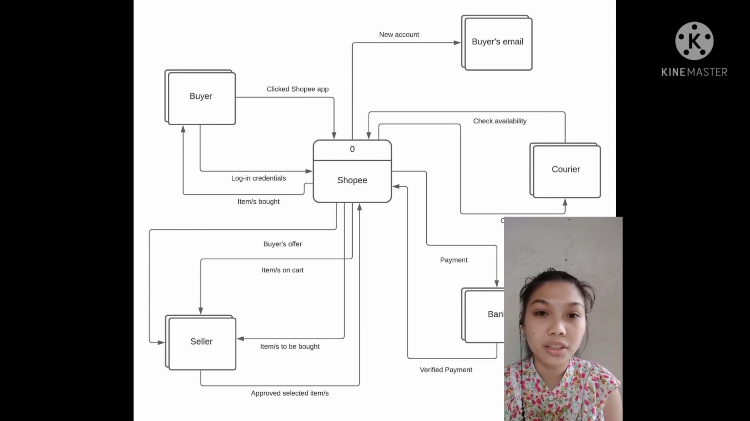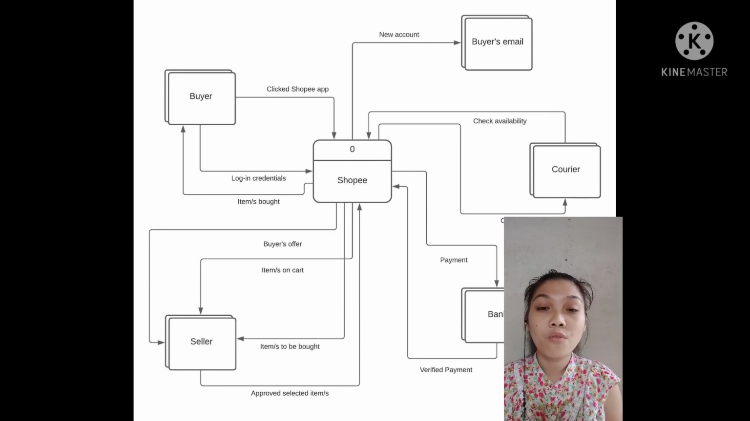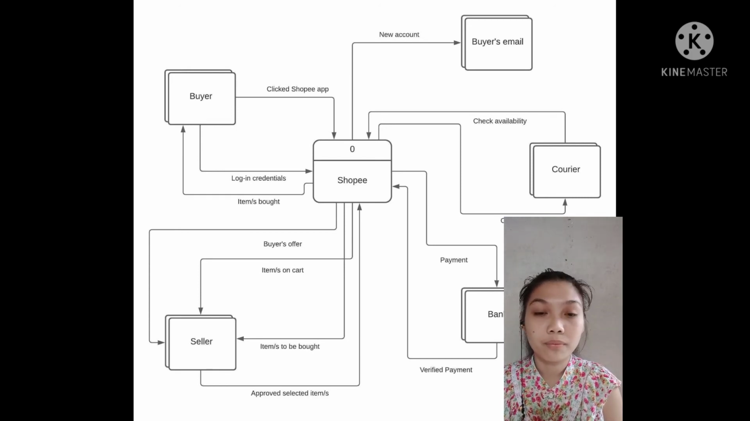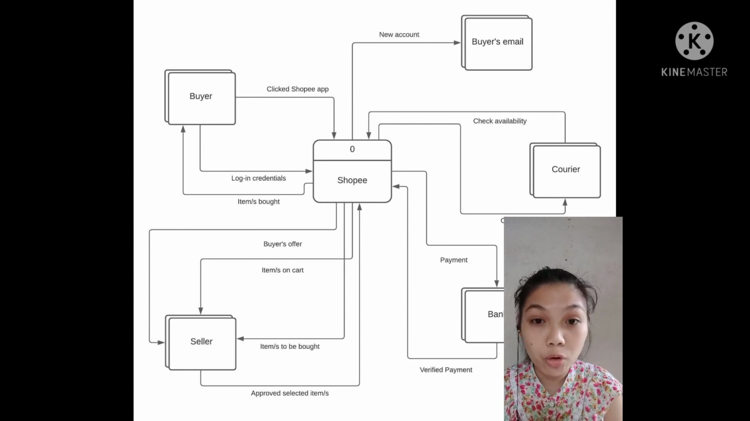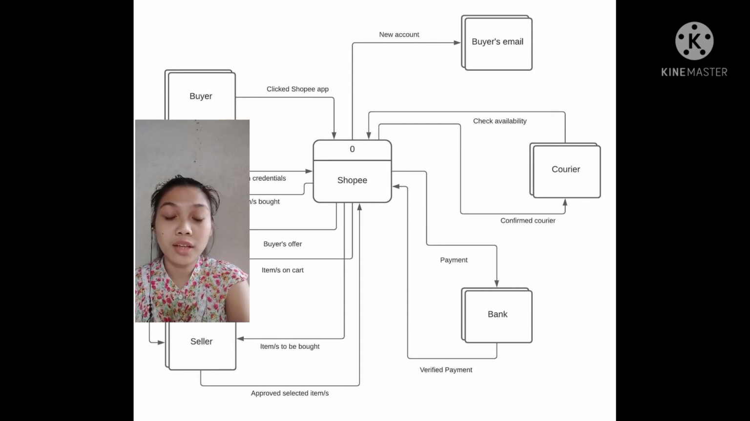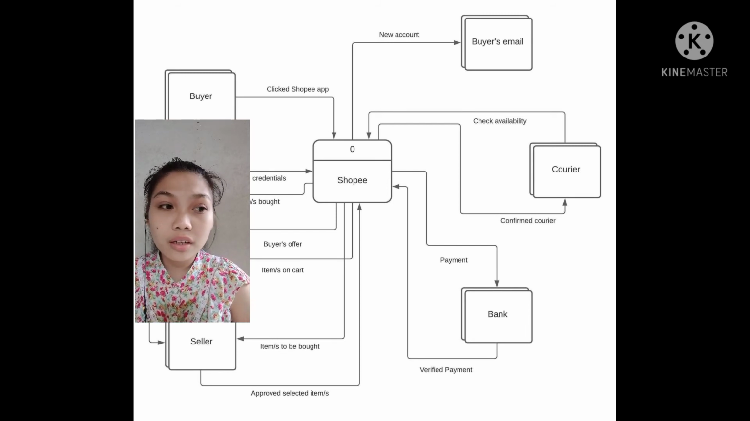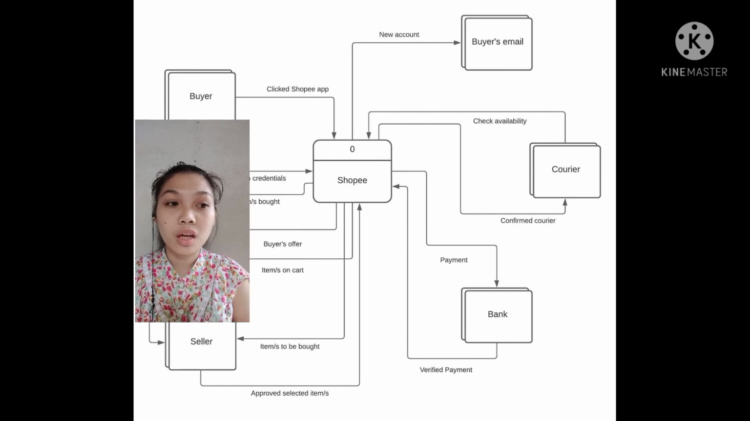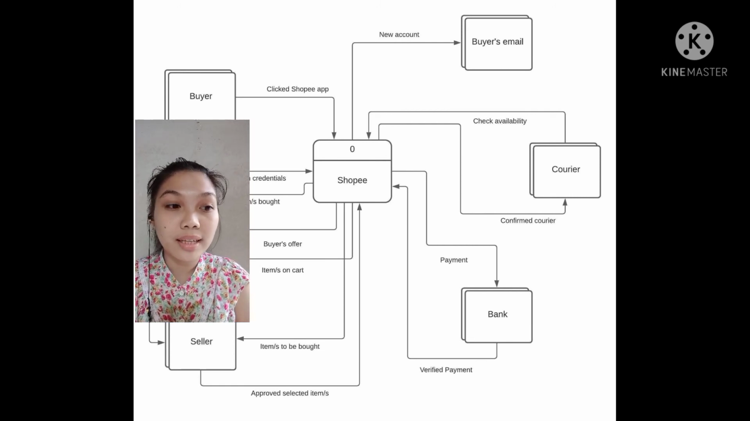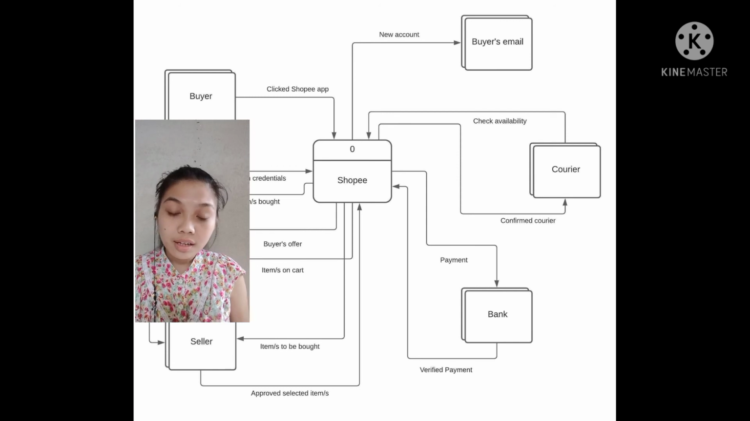On the third entity, which is the seller, we have four data flows: the buyer's items, items on the cart, items to be bought, and approved items. Now we're done with the entity of the seller. We're gonna proceed to the entity of the courier. In the entity of the courier, we have only 2 data flows: check the availability and confirm courier.